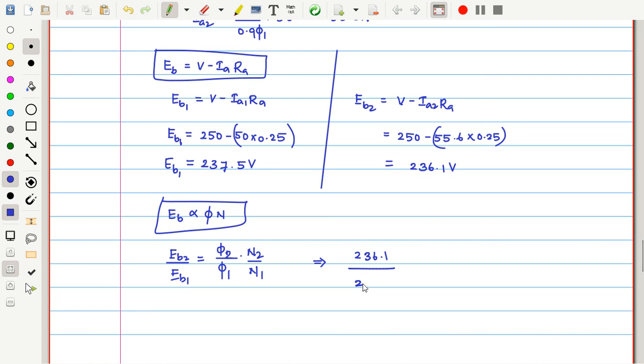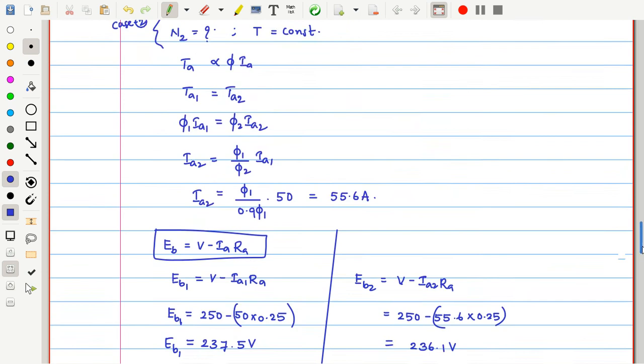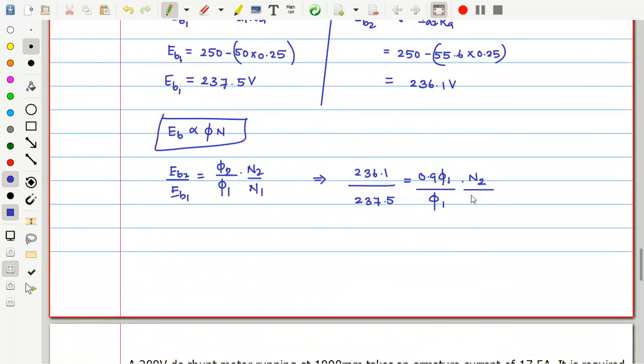If I substitute all the known things, EB2 is 236.1 divided by EB1, which is 237.5, equal to phi 2, which is 0.951 phi 1, into n2, which is what I need to calculate as the new speed, divided by n1. N1 is 750 rpm. These phi 1 terms will get cancelled. If you calculate n2, I got 828.4 rpm. See that if I reduce the flux by 10 percent, the speed has increased from 750 to 828.4 rpm.